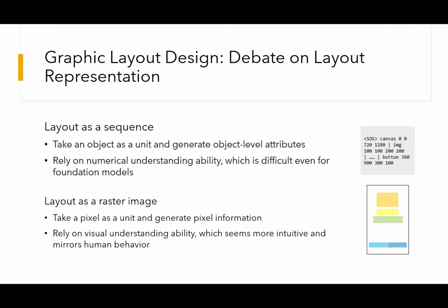Another way to represent layout is as a raster image, which takes a pixel as the unit and generates pixel information. With such an approach, we rely on visual understanding ability, which seems more intuitive and mirrors human behavior. For example, given a layout image, we can just scan it and know whether two elements are aligned. We do not need to calculate whether the two coordinates are the same. The first approach produces an editable design, but the second approach produces a non-editable design. So most work currently focuses on the first approach, which models layout as a sequence, just like the three works I shared before. But personally, I think if we could introduce raster image information into the model, we could have more interesting findings.